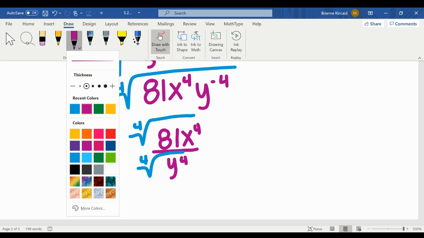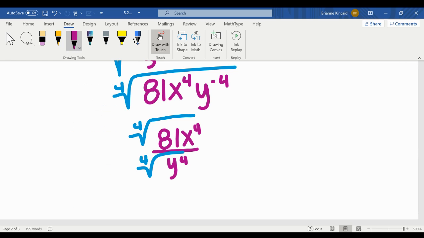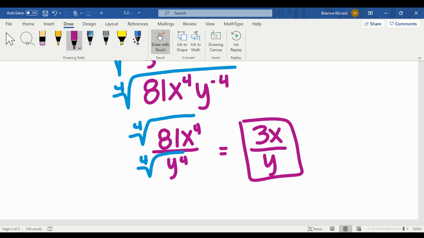And from there, it's pretty easy. We can just break it down. The 4th root of 81 is 3. The 4th root of x to the 4th is x. And the 4th root of y to the 4th is y.